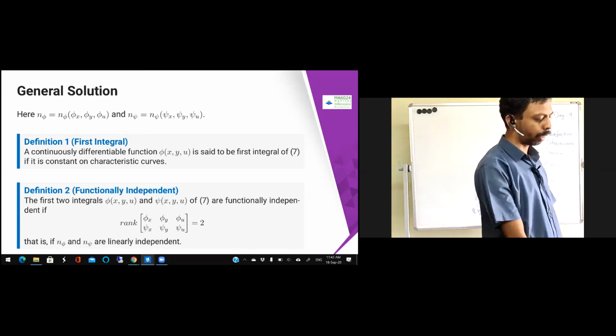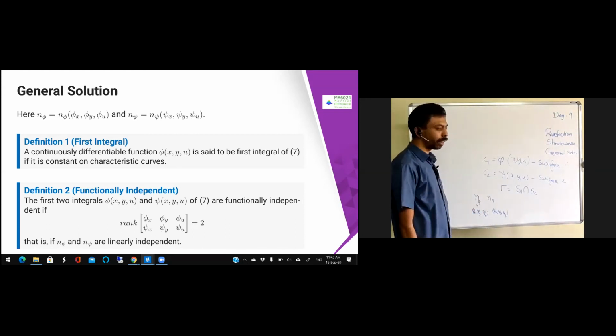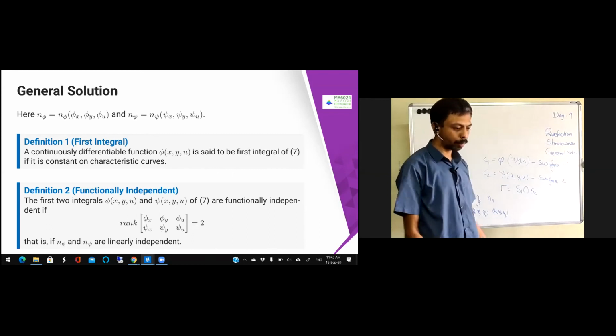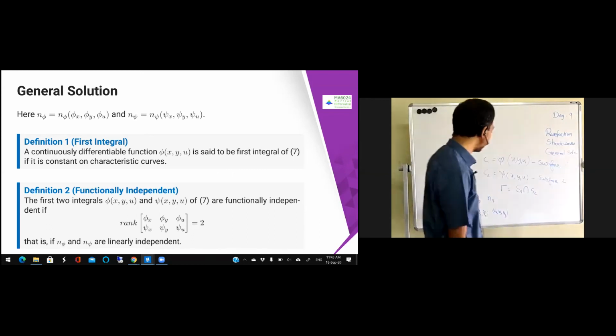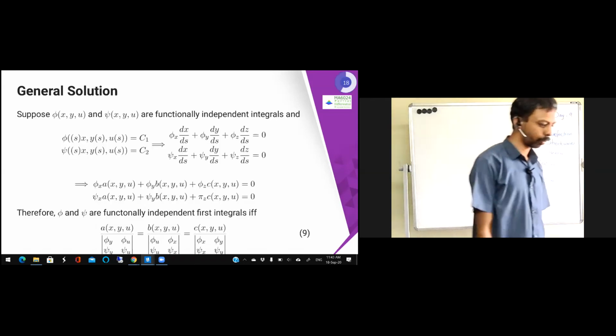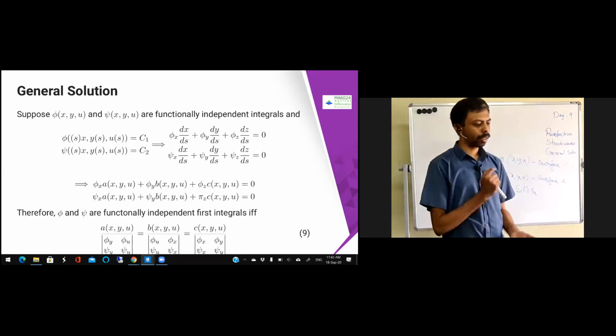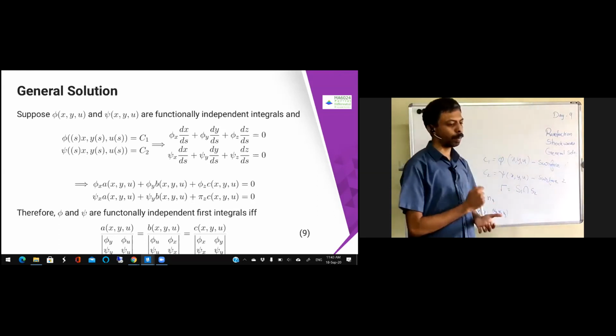When the rank of this is 2, it means that pi and psi are linearly independent. What is meant by linearly independent? You take any linear combination, and then that sequence will become zero. Suppose pi and psi are functionally independent.